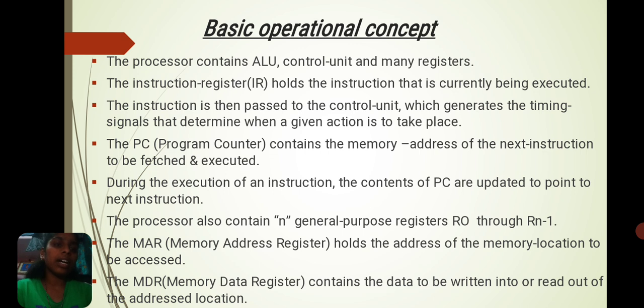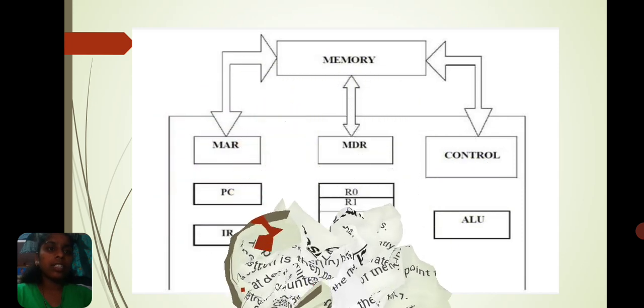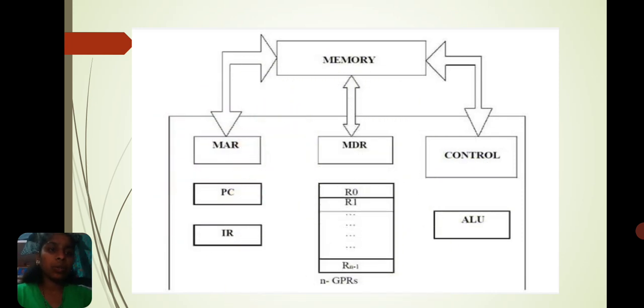program counter, which contains the memory address of the next instruction to be fetched and executed. During the execution of an instruction, the contents of PC are updated to point to the next instruction. The processor also contains n general purpose registers R0 through Rn-1. The MAR, memory address register, holds the address of the memory location to be accessed. The MDR, memory data register, contains the data to be written into or read out of the addressed location. These are the MAR, MDR, and control memory parts.